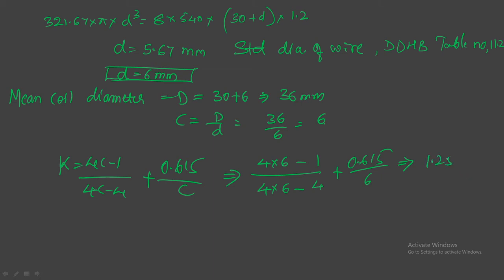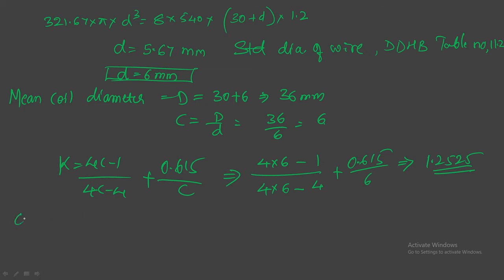1.25. So K is 1.2525, right? Now here you need to go for one check, because we have randomly selected the value of K. Based on the value of C, you got 1.25. Now you need to check what is the induced shear stress in the spring, particularly for the value of C equal to 6.